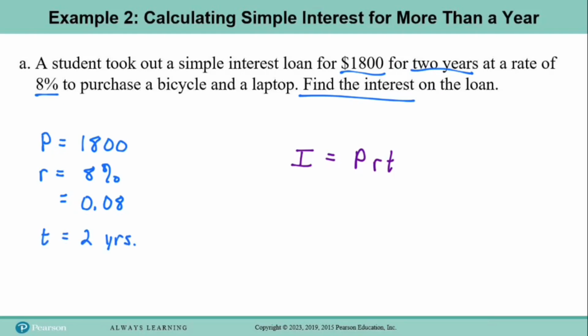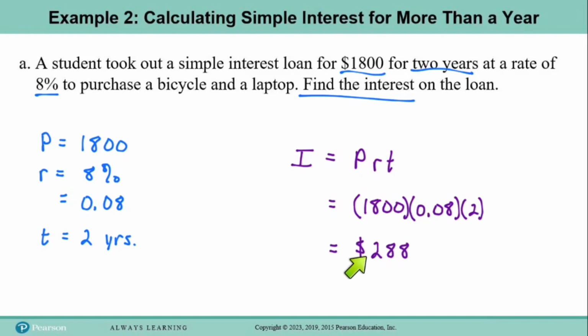Now plugging in our known values, PRT becomes 1,800 times 0.08 times 2. And so the interest is $288. So when this student pays back the money, they won't just pay back the $1,800. They'll have to pay that back plus the $288. That's the price of borrowing this amount of money for this length of time at this interest rate.